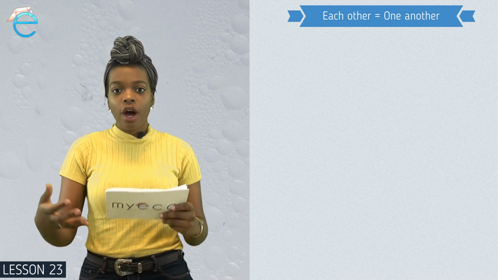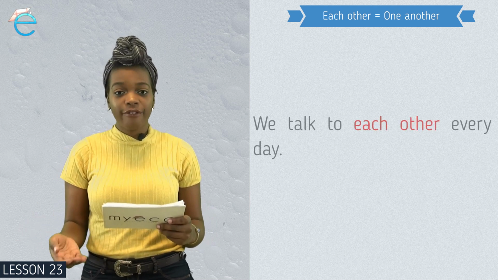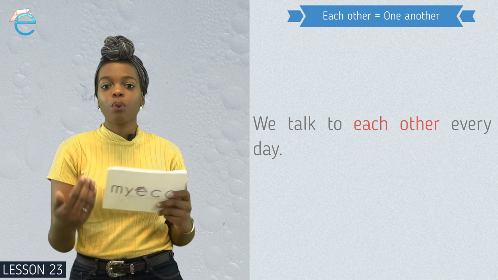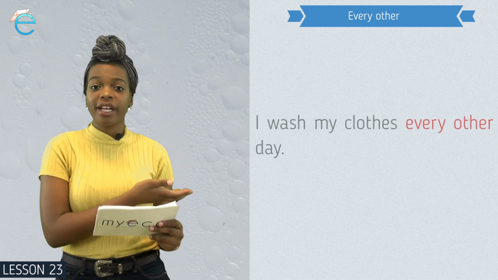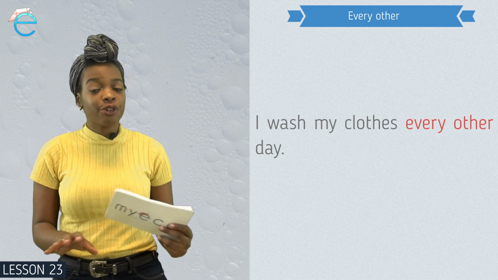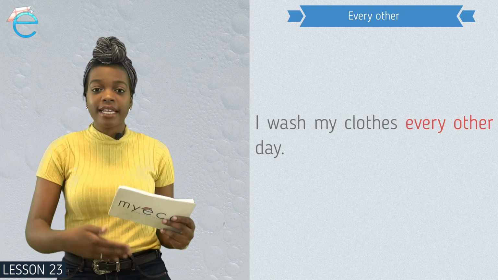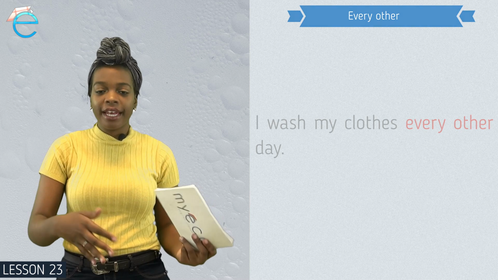Each other and one another have the same meaning. They mean that both people are doing the action or are both participating in the action. For example, we talk to each other every day. I am speaking, you are speaking, we talk to each other every day. Every other is used to show alternation within a sentence. So, I wash my clothes every other day means on Monday I wash my clothes, but on Tuesday I don't wash my clothes. And then on Wednesday I wash my clothes again. So it's showing us that there is alternating within our action.